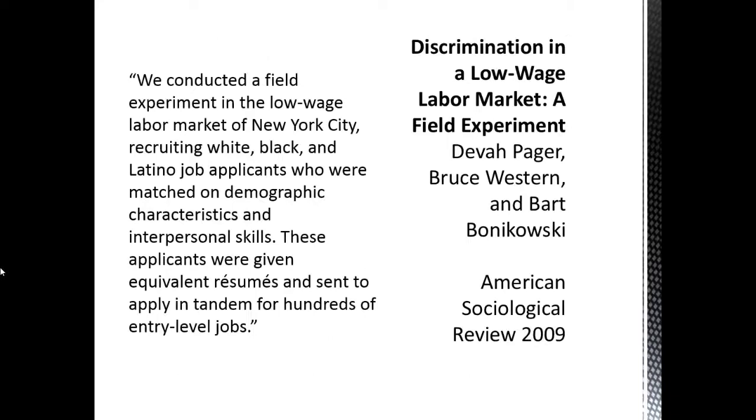Pager, Western, and Bonakowski in the American Sociological Review of 2009 describe a field experiment in New York City. They have three individuals who are matched on their otherwise demographic characteristics, who are tested for interpersonal skill and are ranked and matched according to that ranking. And they are given equivalent resumes, which means that they have the same qualifications on paper. And then they're sent to apply for hundreds of entry-level jobs.